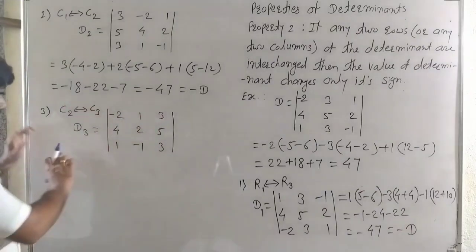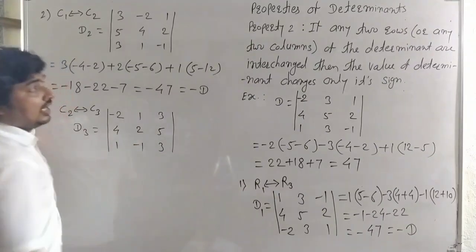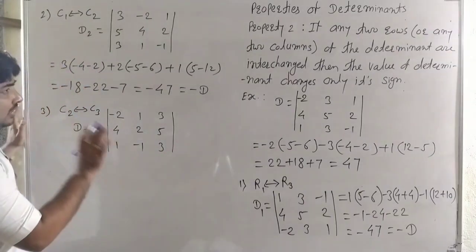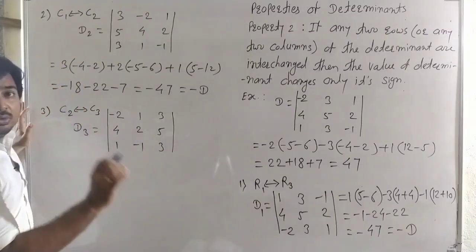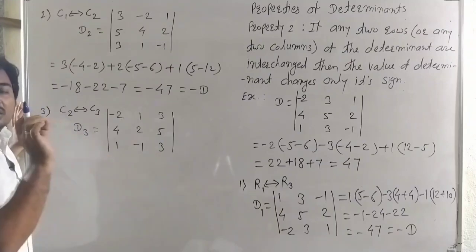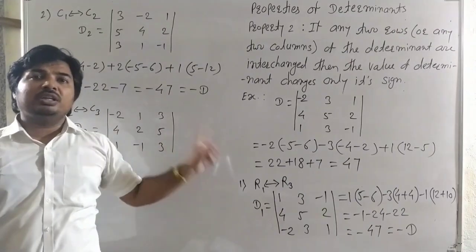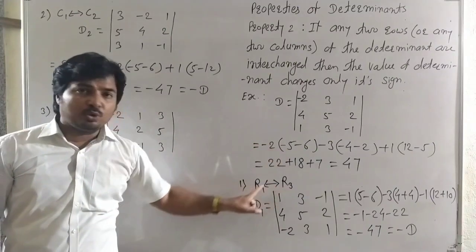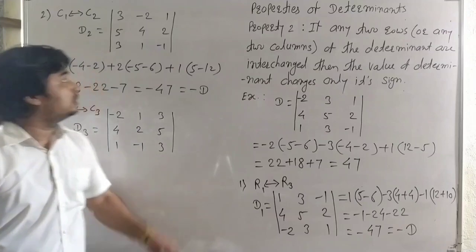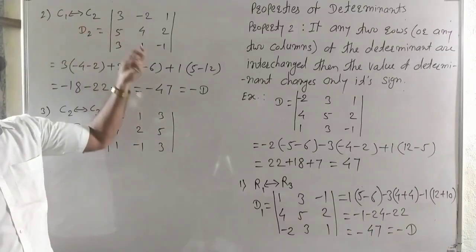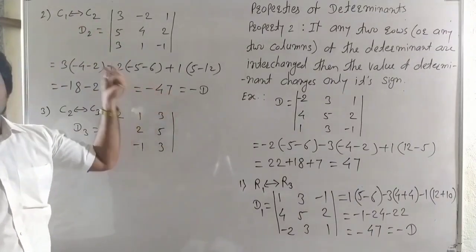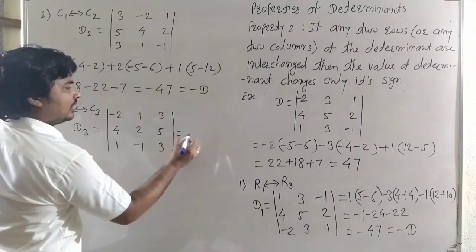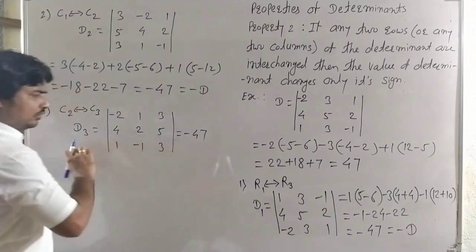We can check the value of this determinant. The interchange of any two rows or any two columns in the determinant changes the value of the determinant only in its sign. The value of the determinant is minus 47. Here we interchange any two rows, then the value of the determinant is minus 47. Here we interchange any two columns, then the value is minus 47. That means it changes only in sign. This is for homework, it is again minus 47. You can check this.